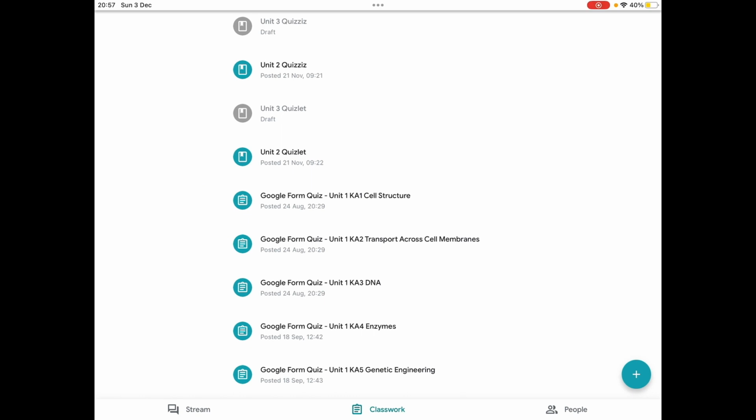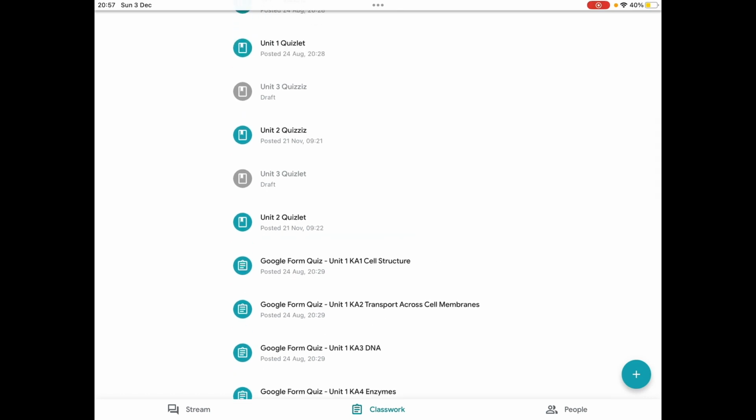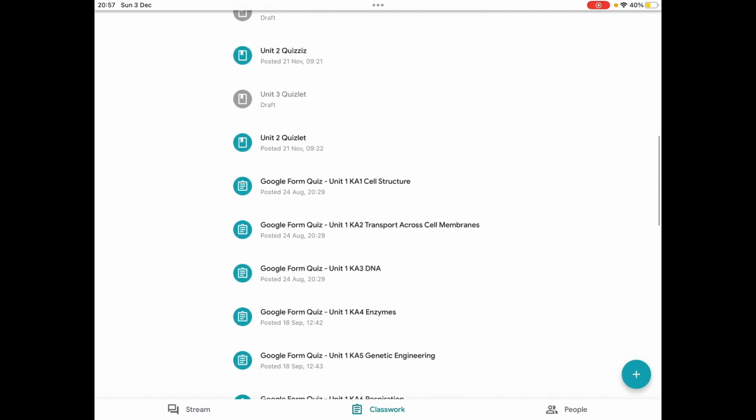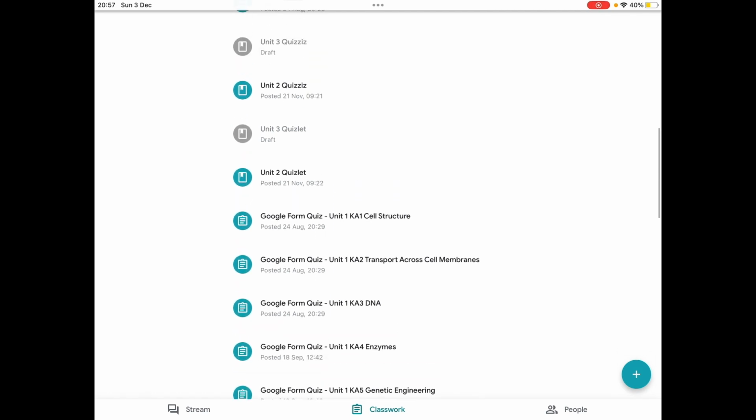Quizlet I really like because it gives you the feedback for your questions as well, tells you areas that you need to work on. And if there's questions that you're continually getting wrong, Quizlet will keep going over those until you're getting them right.